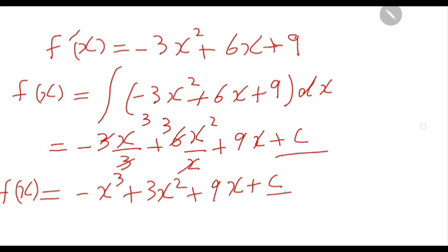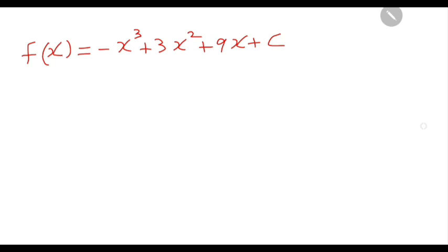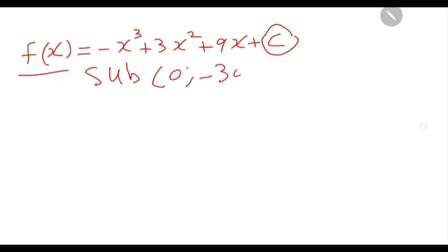Now I need to find the c. To find the c, we need to substitute the y-intercept, which is negative 30, which means the x value is 0 and the y value is negative 30. So we substitute x equal to 0 and y equal to negative 30 into the equation to find the value of c. So f of x is equal to negative x power 3 plus 3x squared plus 9x plus c. We substitute x is 0, y is negative 30.